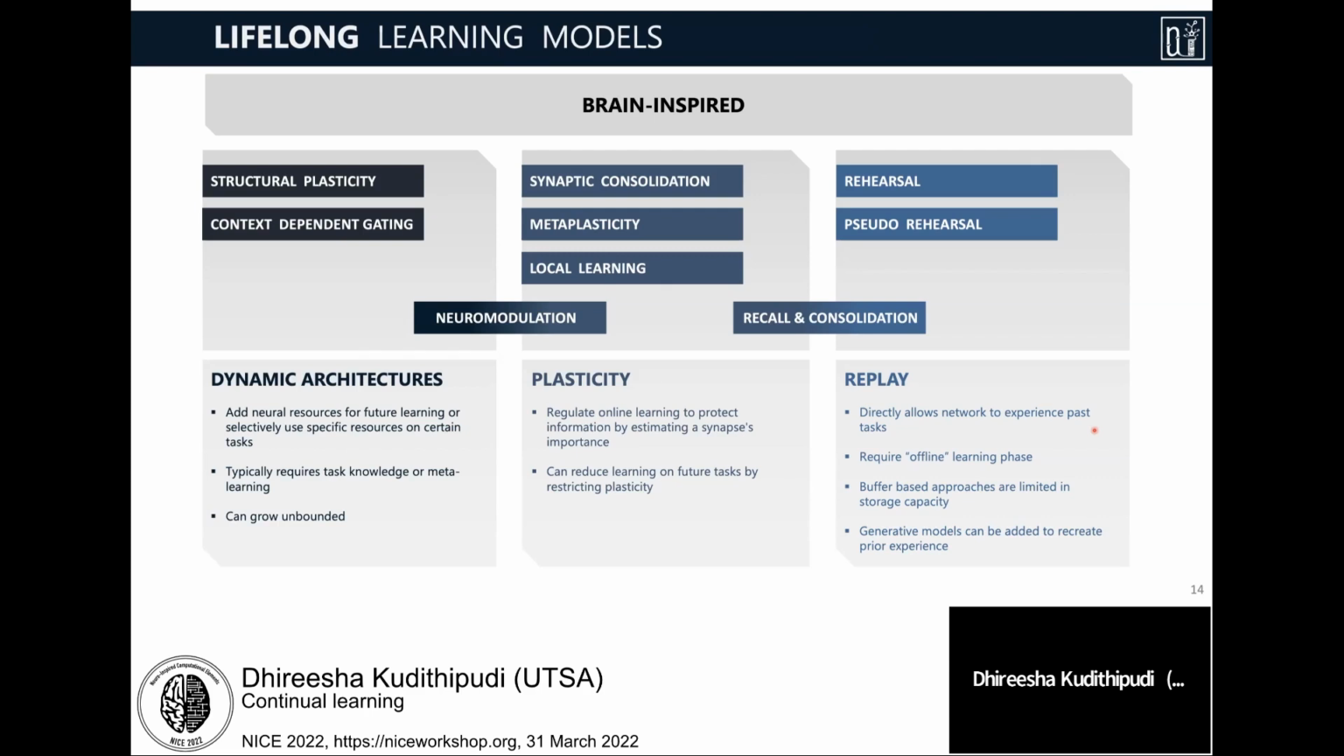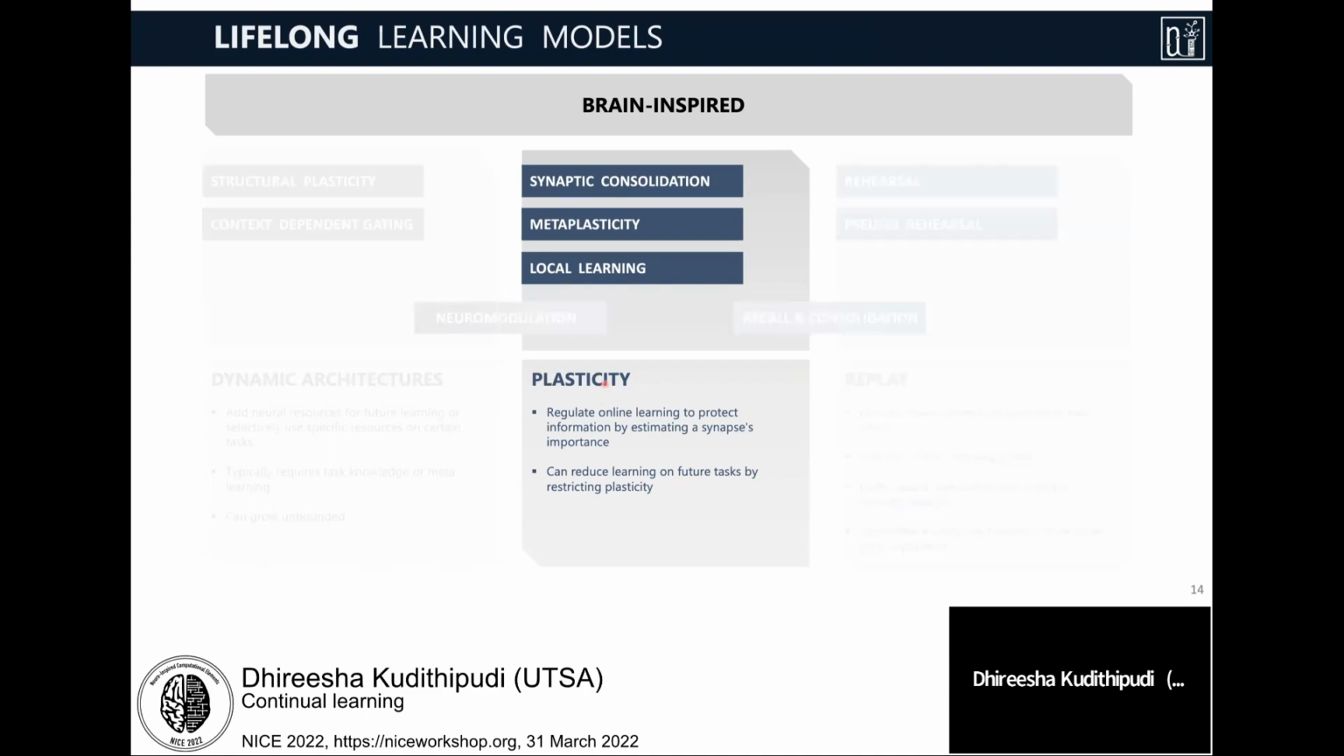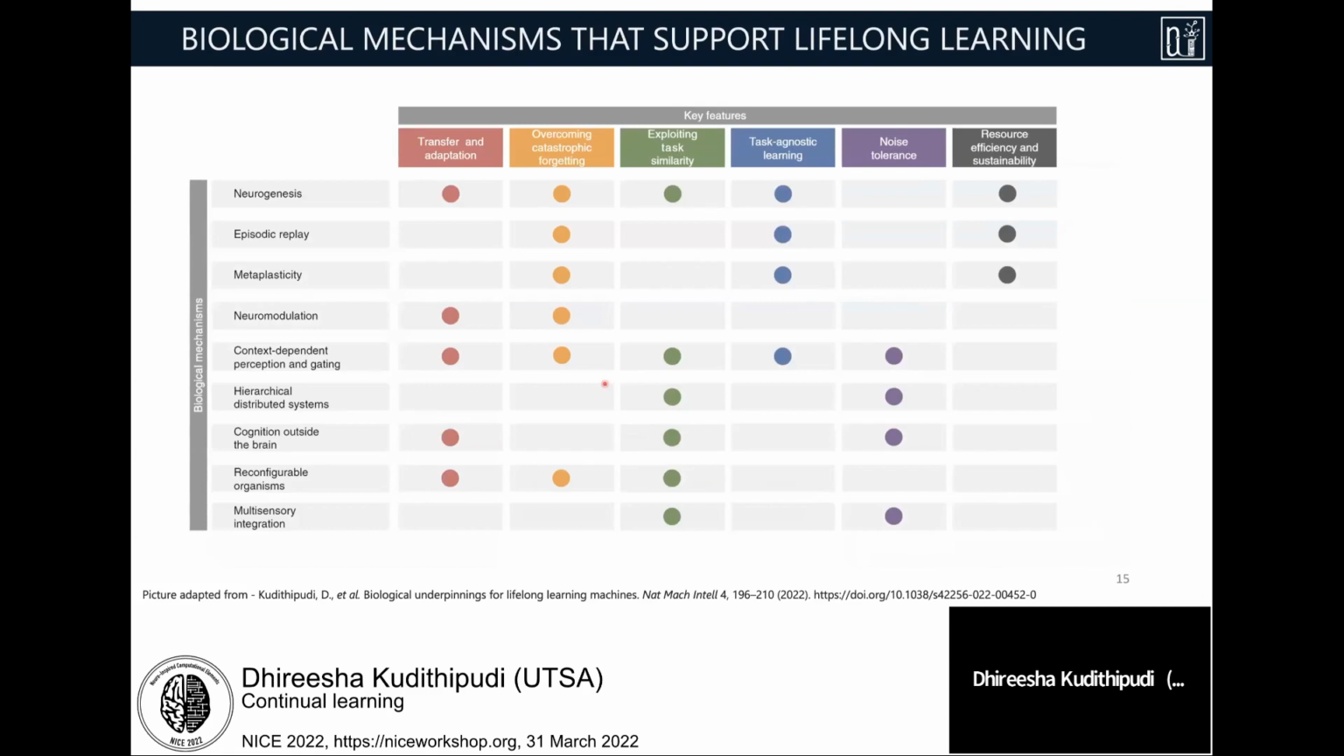Researchers sometimes use generative models to recreate the prior experience as well. So in all these contexts, there is an argument that it is not enough to just use dynamic architectures or plasticity to achieve lifelong learning. We definitely need to incorporate replay in some form in the system, especially when the model could be introduced with multiple tasks over its lifetime. So in this talk, I'm going to focus on the center bucket of mechanisms, the plasticity ones, a few of them, and how we used them in our model. We also highlight this in the research article I mentioned earlier.